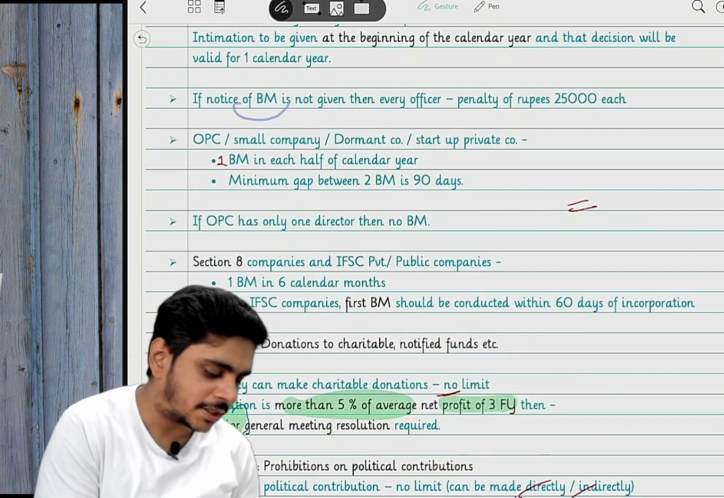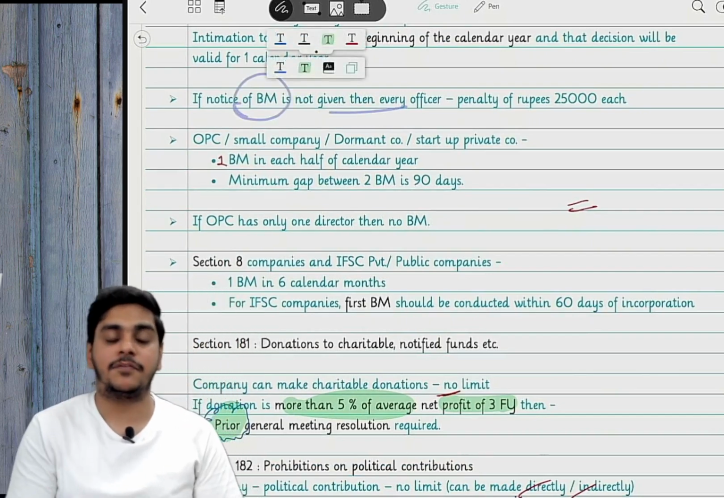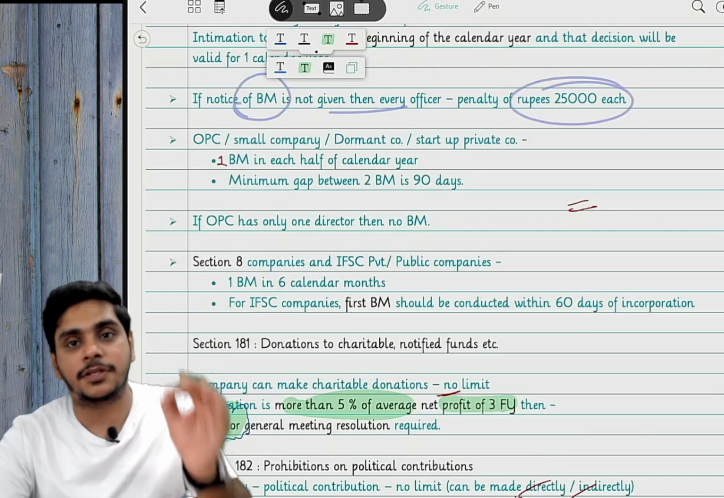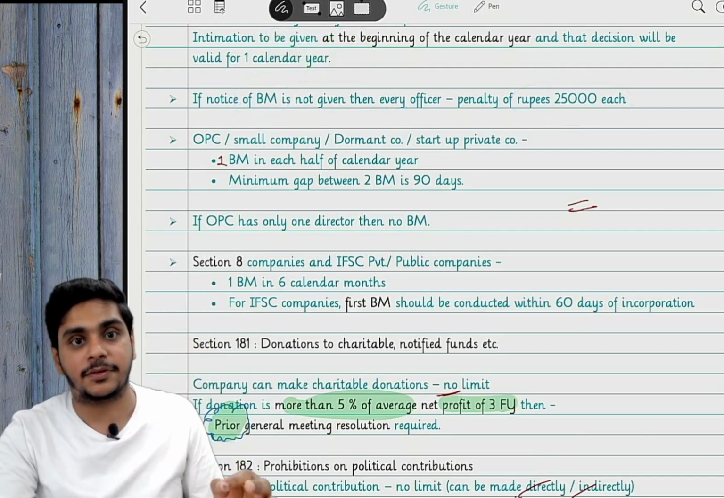If the notice of the board meeting is not given, then how much is the penalty? The penalty is 25,000 rupees for every officer in default, 25,000 rupees each.